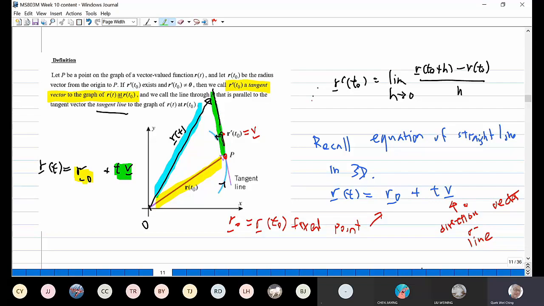This is usually called the vector equation of a line. In this case, it's the tangent line. This is called the vector equation of a line.